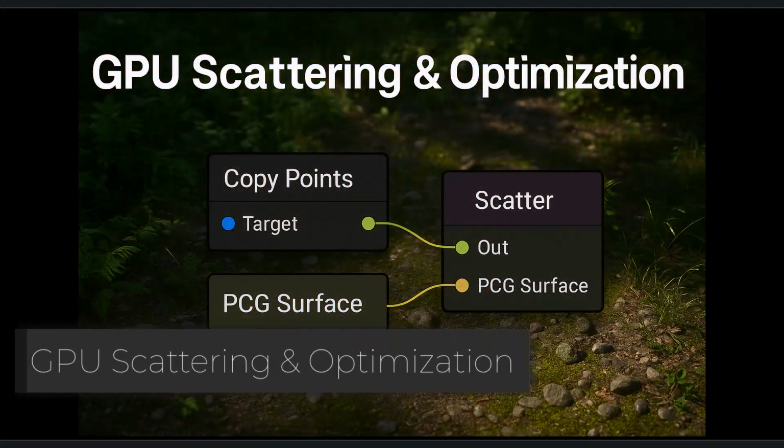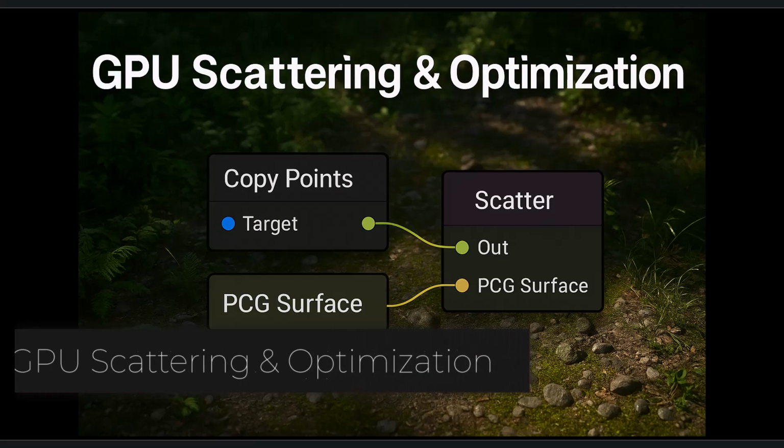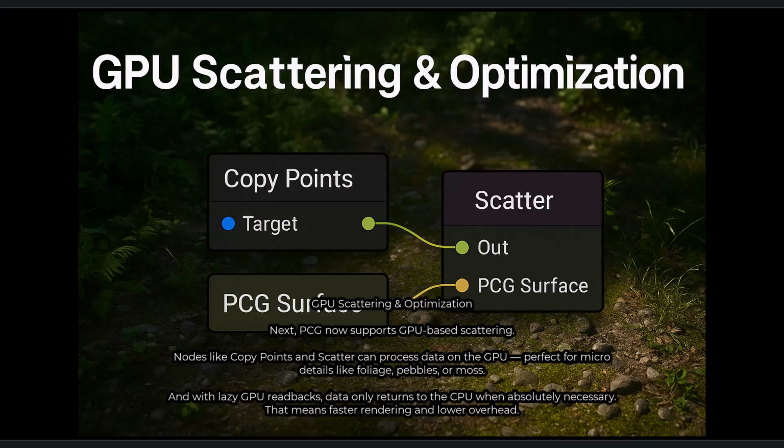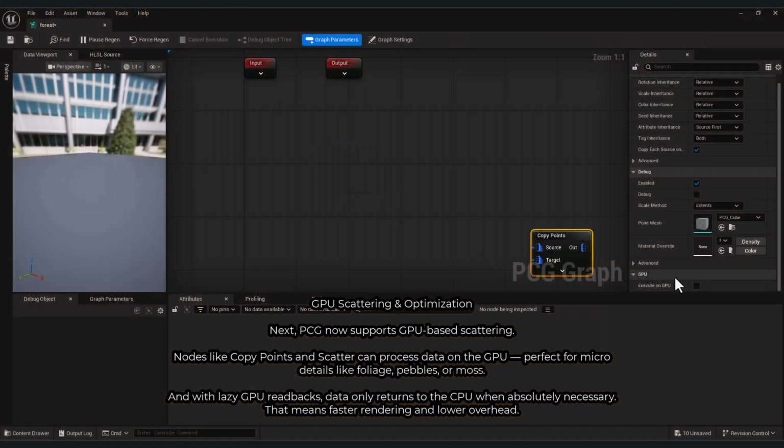GPU scattering and optimization. Next, PCG now supports GPU-based scattering. Nodes like copy points and scatter can process data on the GPU, perfect for micro details like foliage, pebbles, or moss. And with lazy GPU readbacks, data only returns to the CPU when absolutely necessary. That means faster rendering and lower overhead.